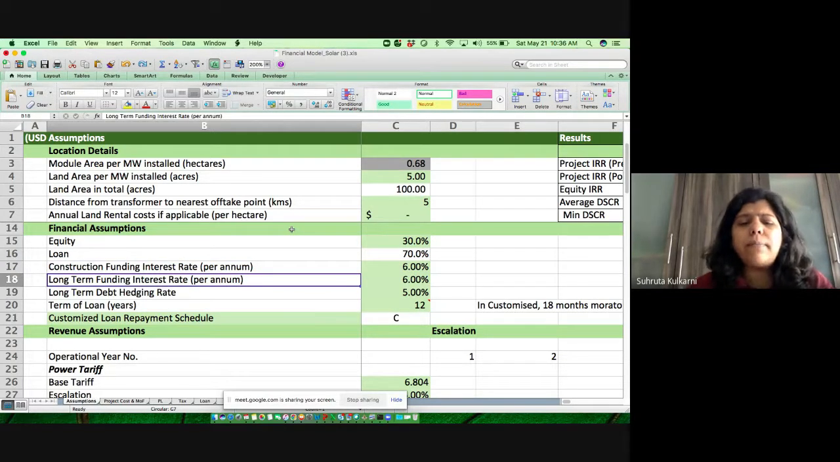Now, I might also take short-term and long-term loans. Typically for construction, there is a different interest rate. So construction is short term, right? One year, three years, vis-a-vis the long-term loans that I take.